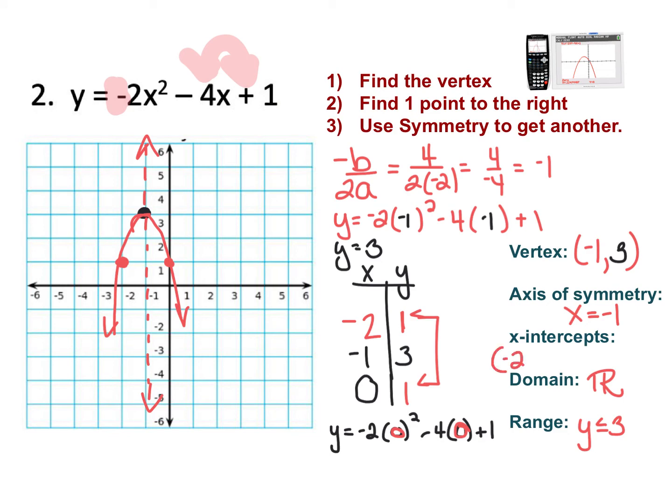So we just saw our x-intercepts were negative 2.22 and positive 0.22. You have to be able to find your x-intercepts by hand or on a graphing calculator. By hand, you would have to let y be 0, and then you would do the quadratic formula. That's going to take a lot more time.